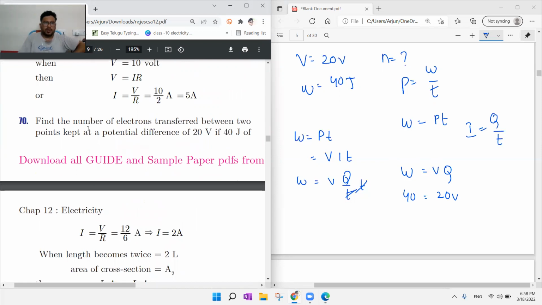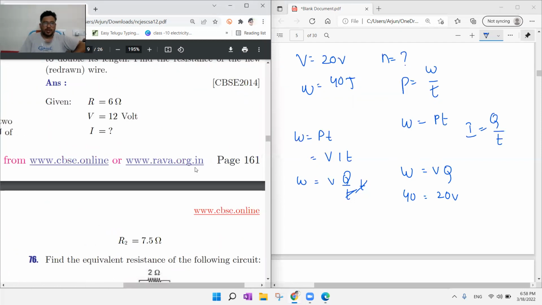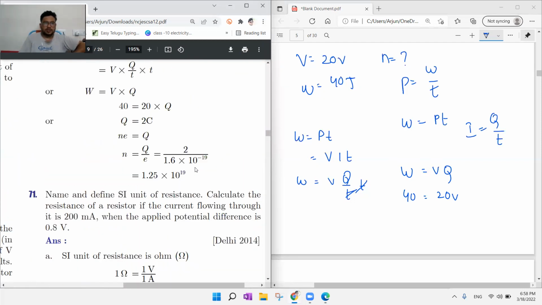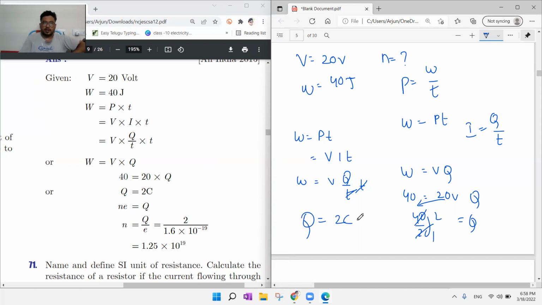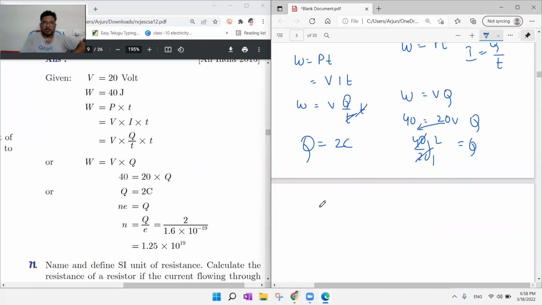And what they have given in the question: find the number of electrons transferred between 2 points kept at potential difference of 20 volt if 40 joule of work is done. Then we have to go with the Q value. So now from this, Q is equal to 40 by 20. At last we got Q is equal to 2 coulomb. And we need to find number of electrons. We know Q is equal to N into E. From this, N is equal to Q by E.